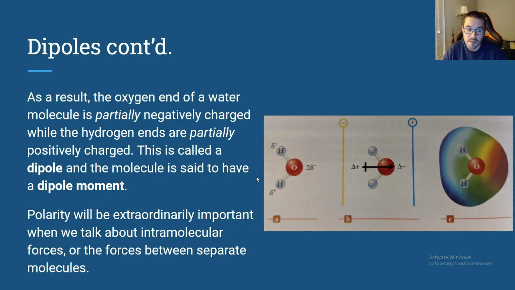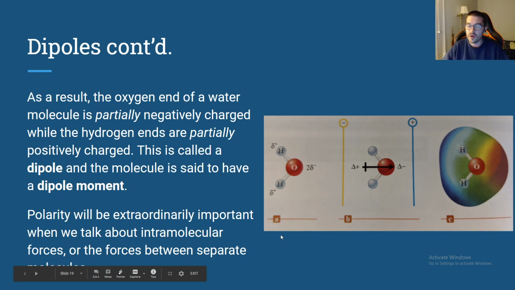This is called a dipole, okay? Di meaning two, pole meaning ends of something, right? So you've got two ends of a positive and negative charge, okay? And there's a couple of different ways you can talk about this. You could say water is dipolar, and you could call this overall concept a dipole moment, okay? We're going to get more into this later, especially when we talk about intermolecular forces in a couple of days, okay?